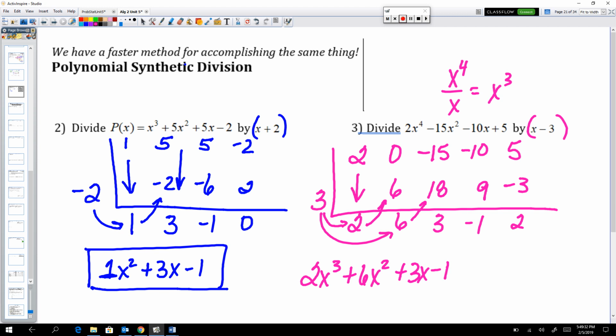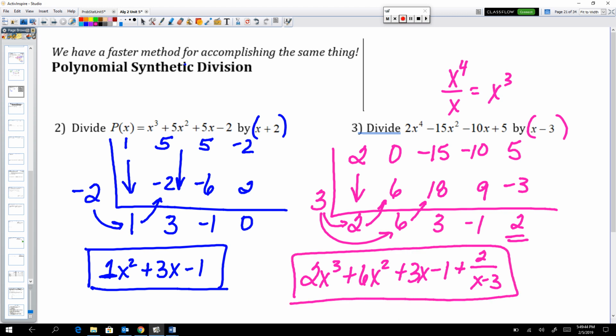Now that's our constant. Remember we have a remainder, so properly notate your remainder as plus 2 over x minus 3. That is the answer to that division problem. And it's pretty messy. That's the answer to our division problem. Had you done long division, you would have come to the same answer.